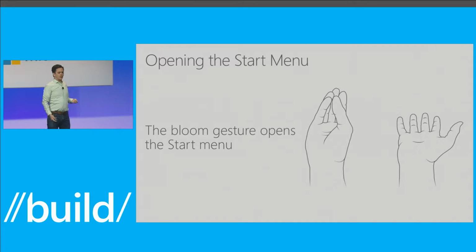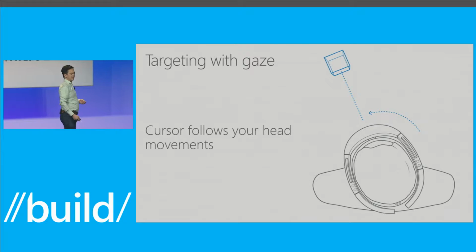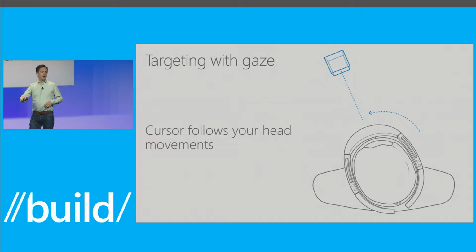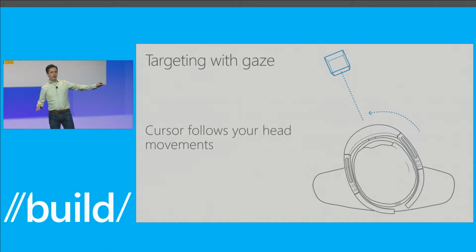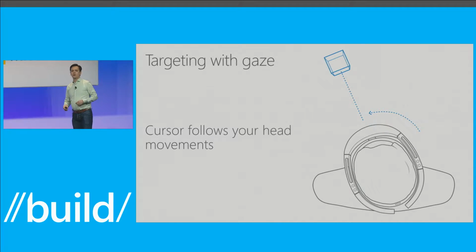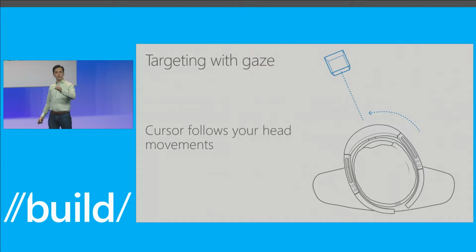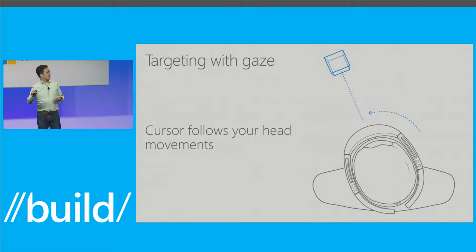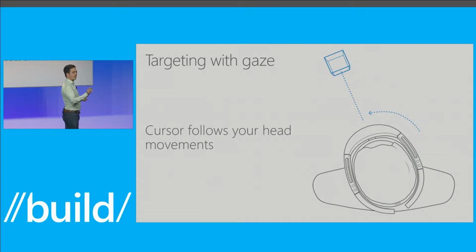But once you've opened the start menu, how do you actually select something? Well, on a traditional PC, you move a mouse around on your desk, and this moves a cursor around on your screen. With HoloLens, you move your head, and it moves a cursor over the world. We call this gaze. A gaze cursor will actually move over physical objects and holograms.